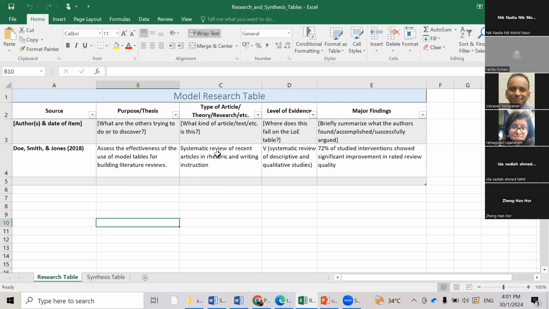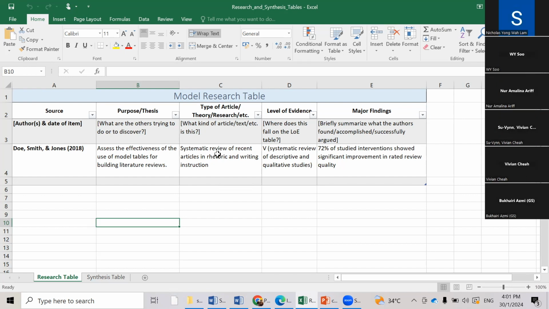So this research table can be used by those who want to do a literature search and have identified all the key papers, the included papers. You can use this table to list them down and extract the data from the papers. It's important to identify the purpose and what you have found, the major findings.